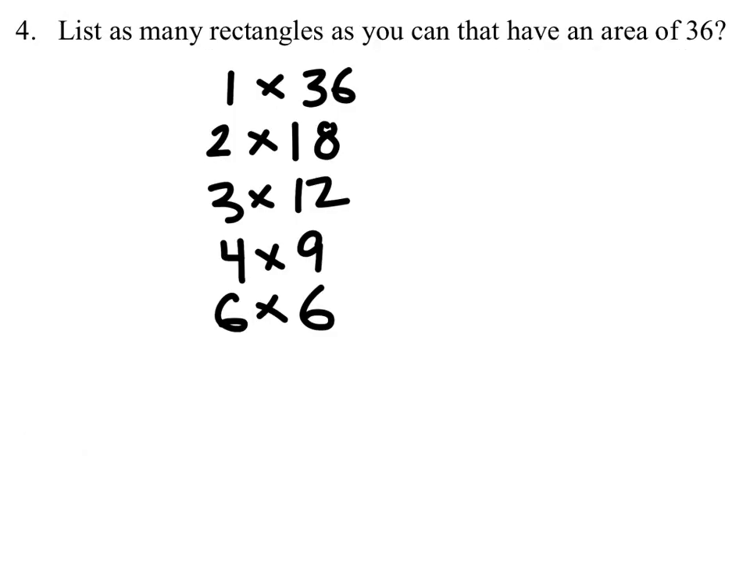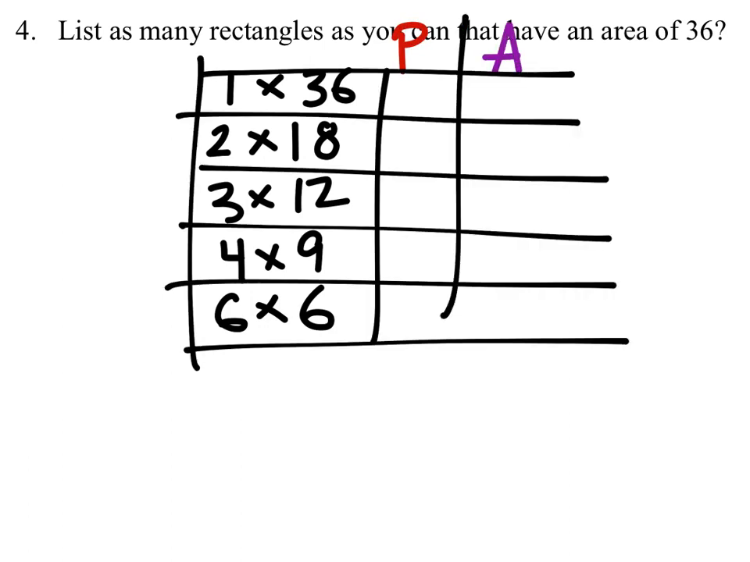So you guys remember making a rectangle with these, right? Let's go ahead and just consider what the perimeter and area is on these. So we're going to find the perimeter and also the area of all of this. So the perimeter of the 1 by 36 would be what? 1 plus 36 plus 1 plus 36. I get 74 perimeter. Well, what's the area? 36.